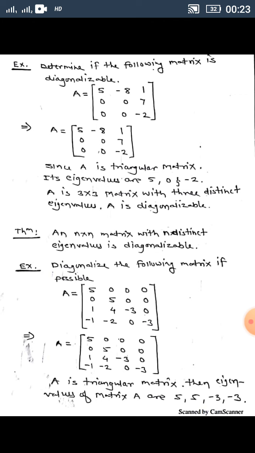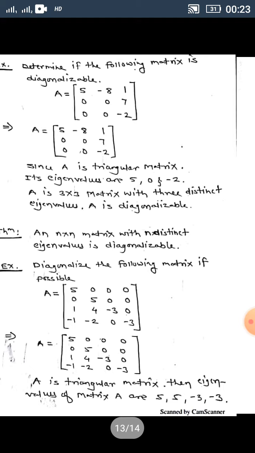See here, this is a lower triangular matrix. Now see here, the zeros are on the upper side, so this is a lower triangular matrix. The non-zero terms are in the lower form. Again, the diagonal elements are nothing but the eigenvalues. The eigenvalues are 5, 5, minus 3, minus 3. So we can find the eigenvalues are repeated: 5, 5, minus 3, minus 3. But since 5 and minus 3 are distinct values, we can diagonalize it.